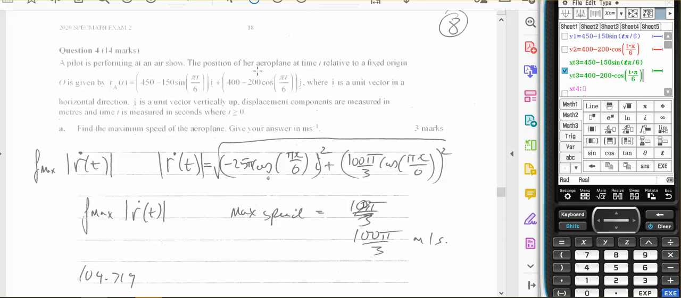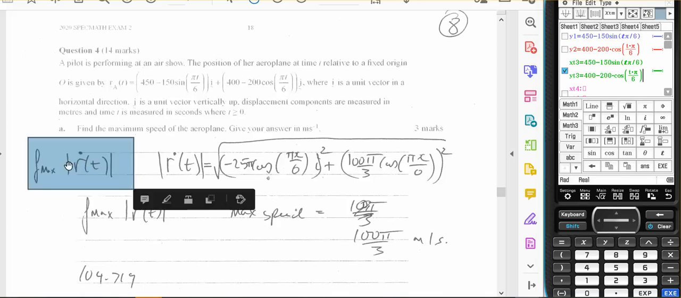Question number 4 is a parametric equation question where I've been given the position vector. Find the maximum speed. So that's going to be F max of the magnitude of R dot. So R dot will be the derivative of this. Draw on the calculator to get that answer. Derivative of this, put in the calculator to get that answer, square them, add them together.